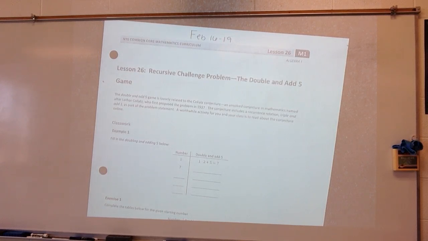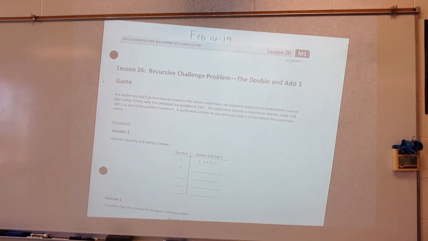It says the double and add 5 game is loosely related to the Collatz conjecture, an unsolved conjecture in mathematics named after Lothar Collatz, who first proposed the problem in 1937. The conjecture includes a recurrence relationship, triple and add 1, as part of the problem statement. A worthwhile activity for you and your class is to read about the conjecture online. So we're going to look at what they call the double and add 5 game.